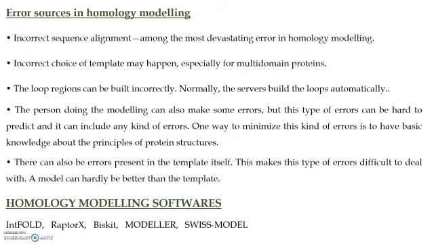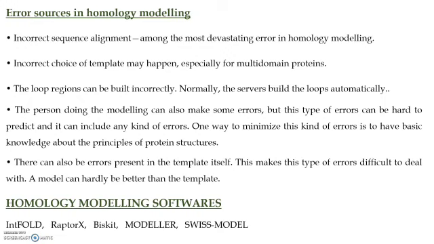And the error sources in homology modeling are incorrect sequence alignment, incorrect choice of template, which may happen especially for multidomain proteins, and the loop regions can be built incorrectly. Normally, the servers build the loops automatically. And the person doing the modeling can also make some errors, but this type of error can be hard to predict, and it can include any kind of errors. One way to minimize this kind of error is to have basic knowledge about the principles of protein structures. And there can also be errors present in the template itself. This makes this type of error difficult to deal with.